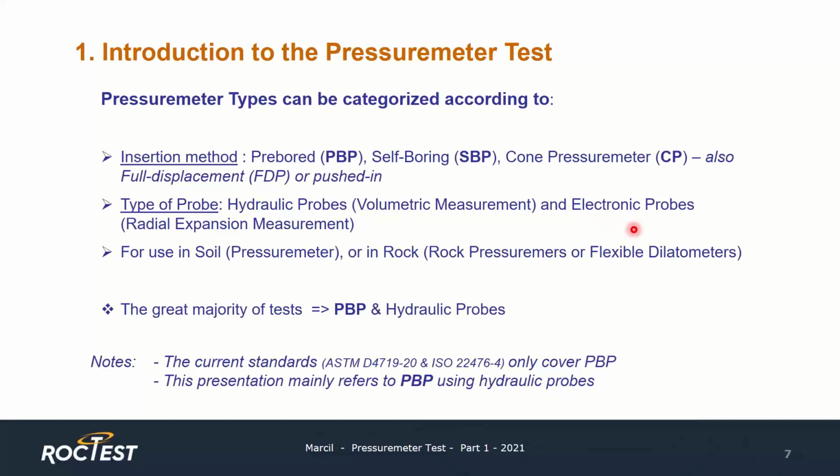With the electronic probes, it's a bit different in the sense that the probe contains displacement transducers that will measure directly the radial expansion of the membrane. And this way it will directly measure the deformation of the ground. So we're talking here about pressure meters based on the radial expansion measurement principle.